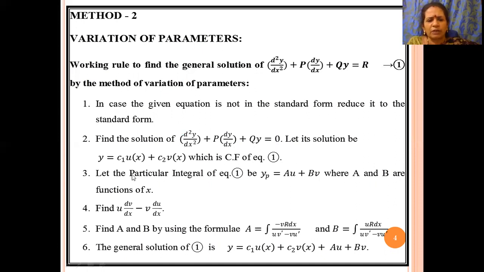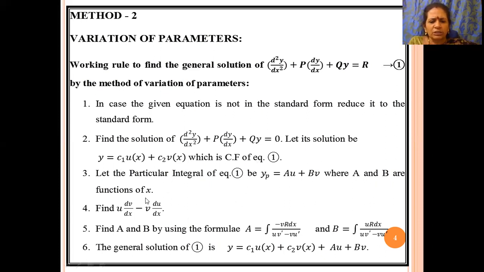Then first we want to find the complementary function. So using this, first find the complementary function. After the complementary function, go to the particular integral. After finding the complementary function, move on to the particular integral. The particular integral formula is this one. After getting the complementary function, we take the factors c1, c2 and write the complementary function like this. Similarly, we write the particular integral like this: yp is equal to Au plus Bv, right?